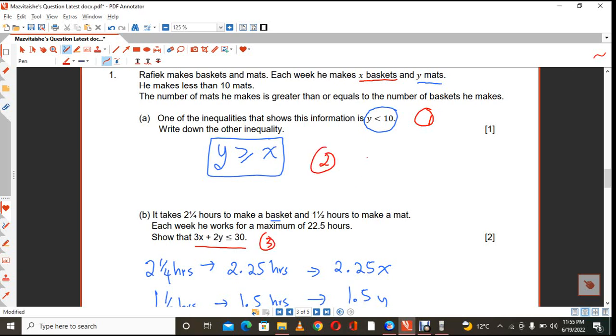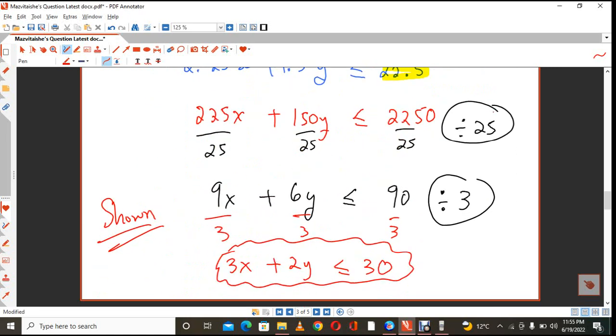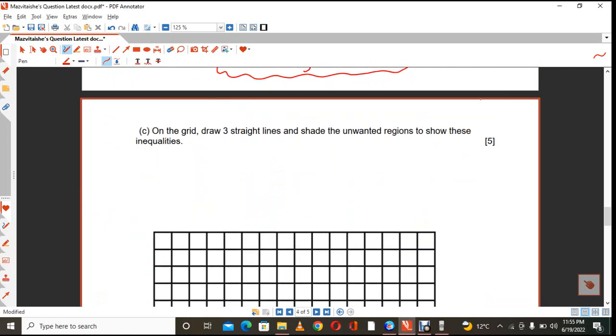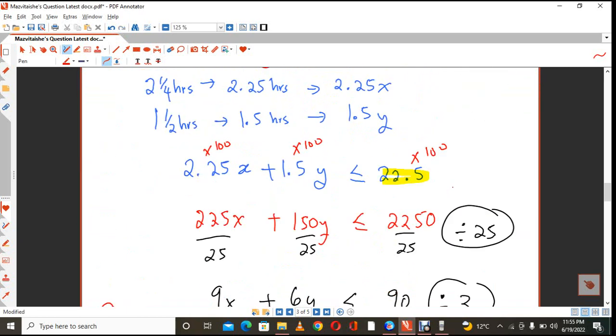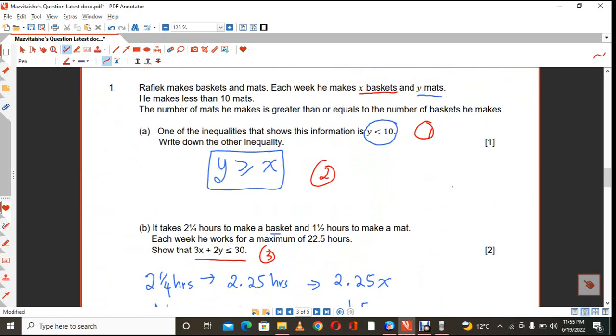So these are the inequalities that we are going to draw when the next question comes. On the grid below, they want us to draw those inequalities. I hope you can still remember those inequalities. Y is less than, it's not less than or equal to though, it's just less than 10. Let's go all the way back so you can see that. First one, all right, it's this one here. Y is less than 10, it's given.